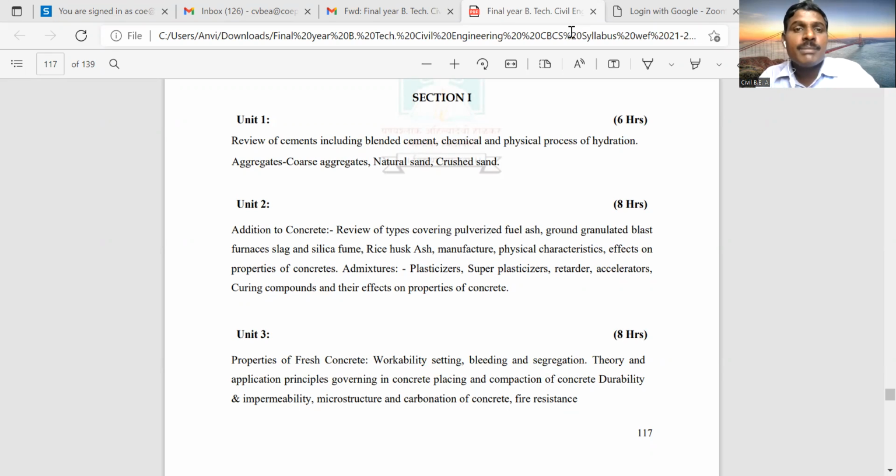So unit number 1 is based on the review of cement, including blended cement, chemical and physical process of hydration, then aggregate, coarse aggregate, natural sand, and crushed sand. So this we have learned in detail in second year civil engineering, that is in concrete technology. But in unit 1 also we will learn in detail what is cement, then what are the physical and chemical properties of cement, heat of hydration, and then natural fine aggregate and coarse aggregate. About this we will learn again in unit number 1.